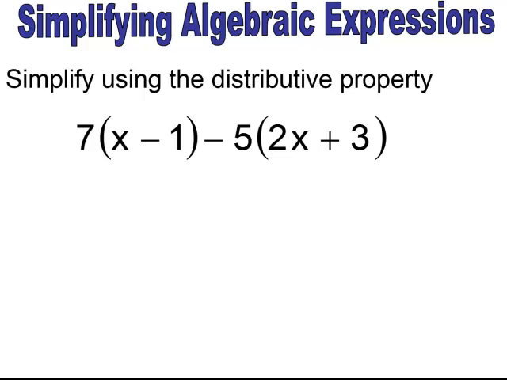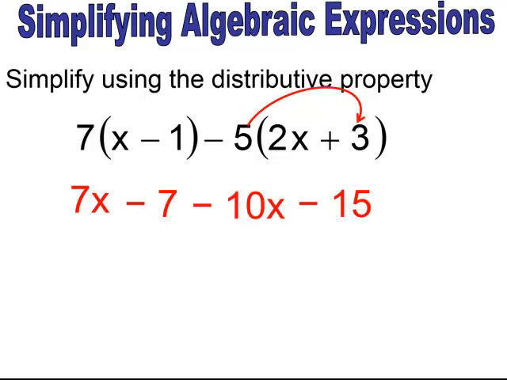Pause and try. I'm going to do the distributive property here. I'm going to get 7x minus 7, distributing that negative 5, negative 10x minus 15. When I combine like terms, I get a negative 3x minus 22.